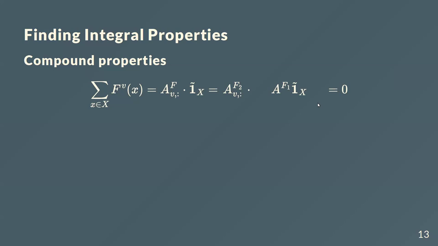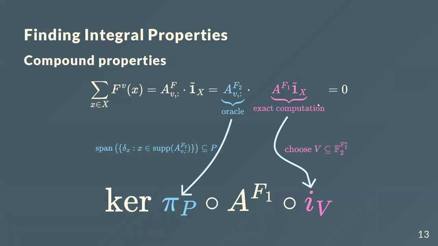And then what we can do is split this up into two parts. We have the composition of function f1 and the composition of function f2. And then we just approximately compute the support of this function, and then we project on that support. That means that if we find the kernel of this derived matrix, this will also always evaluate to null in this case.